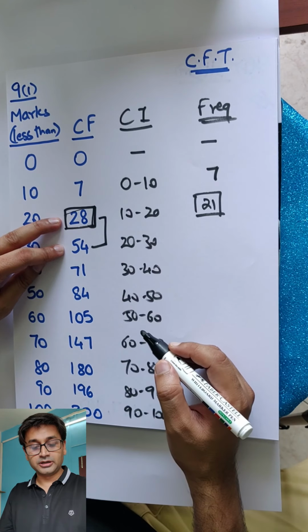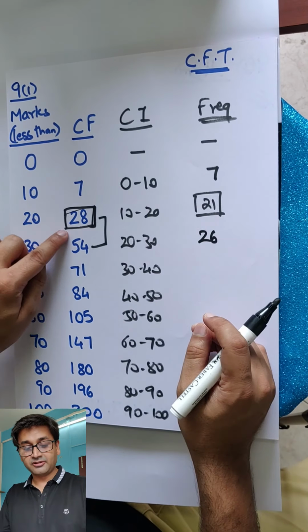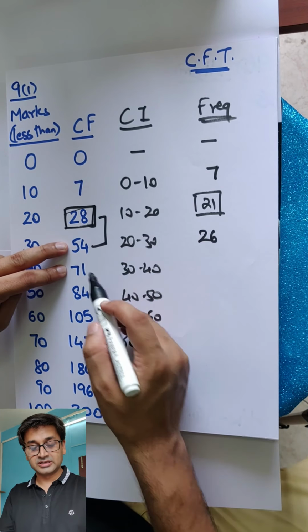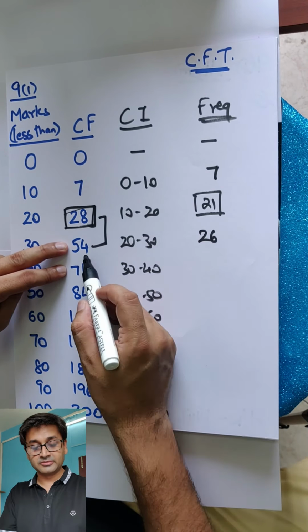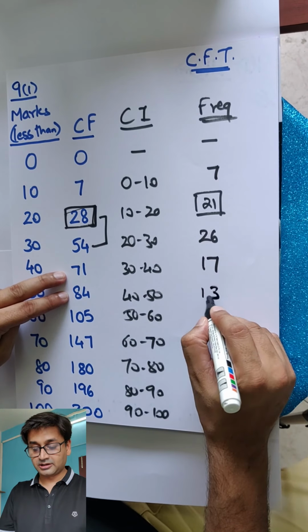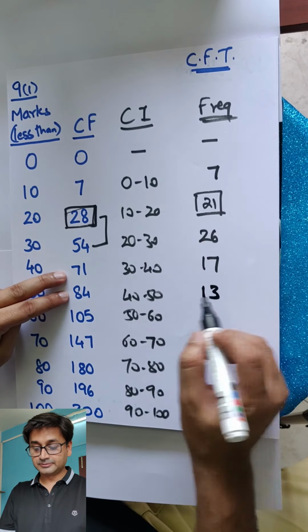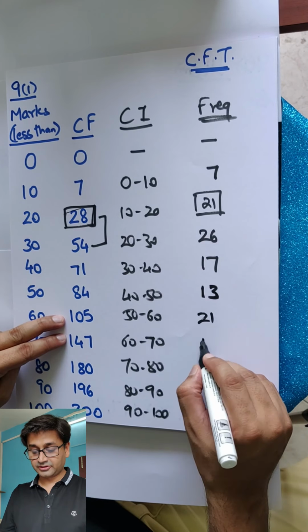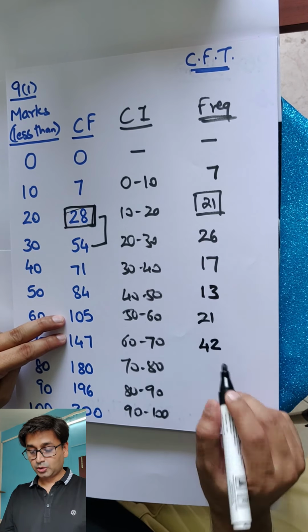So 54 minus 28, I will get how much? 26. Let me add and see. 40, 54. Correct. What will be the difference here? 54 and 71. So 17. Is it correct? Here what are the differences? So it is going to be 13, correct? 71 plus 13, that is 84. Here what is the difference? So 21, correct? 105. Here what is the difference? 42. Am I right? Here the difference is 33. And here the difference is 16. And the last difference is 4.